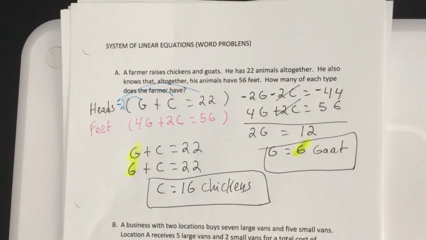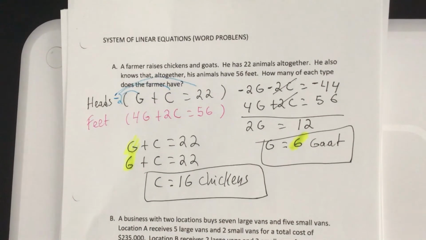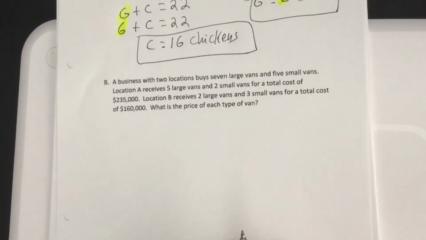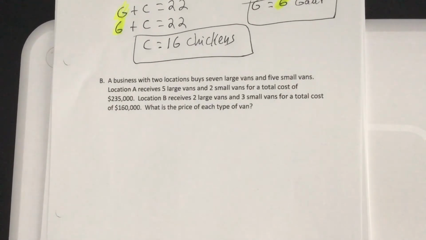Simple. All right, so I want you guys to try that one right there. We've got a business with 2 locations buying 7 large bands and 5 small bands. Location A receives 5 large bands and 2 small bands for a total cost of $235,000. Location B receives 2 large bands and 3 small bands for a total cost of $160,000. What is the price of each type of band? So pause the video, see if you're able to do it.